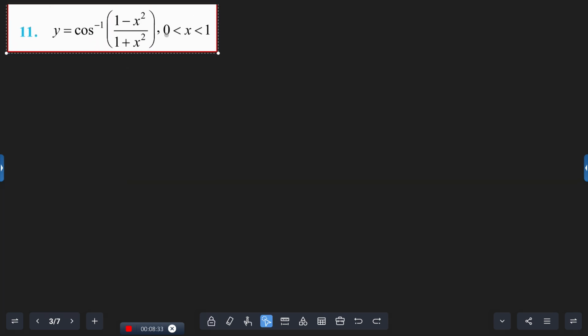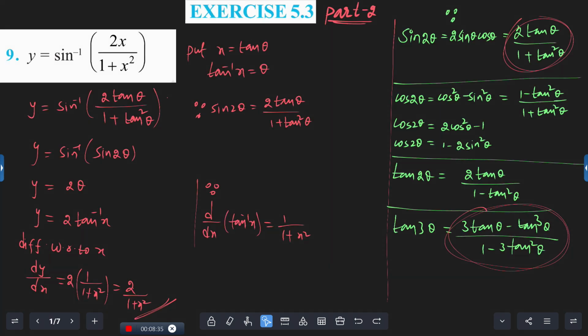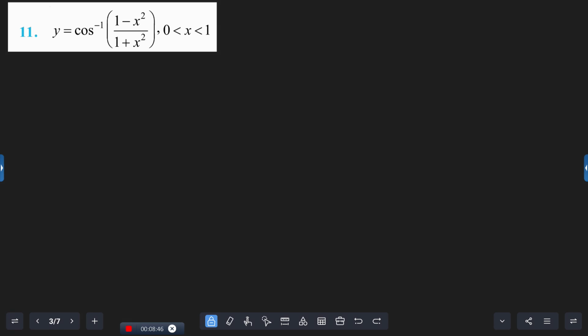In 11 also, you just observe what formula it shows. This one. Have you noticed it? What it shows? 1 minus tan square divided by 1 plus tan square is equal to what? Cos 2 theta is equal to 1 minus tan square theta divided by 1 plus tan square theta. So instead of tan, what do we have in the question? X. So that x, what will you be replacing then?